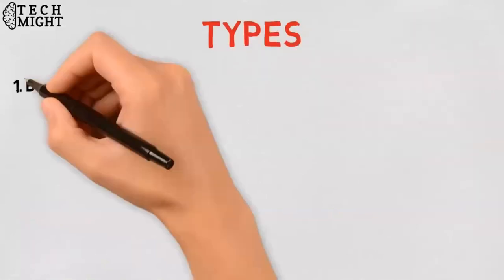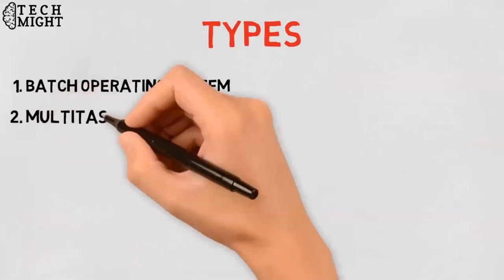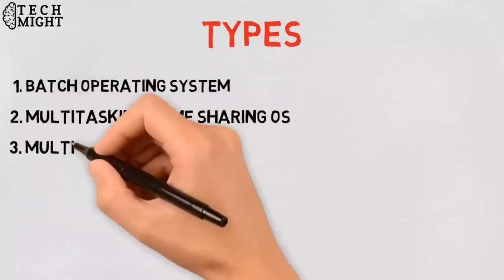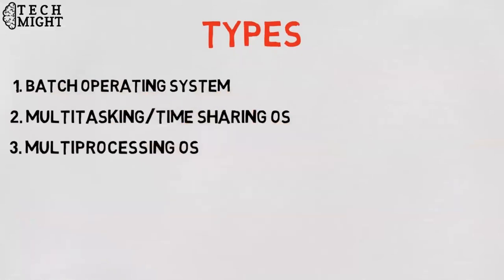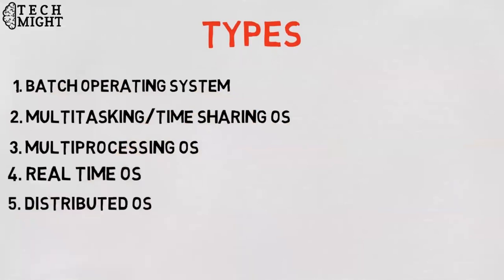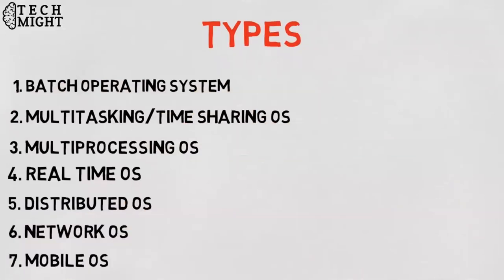Types of operating system. 1. Batch operating system. 2. Multitasking or time-sharing operating system. 3. Multiprocessing operating system. 4. Real-time operating system. 5. Distributed operating system. 6. Network operating system. 7. Mobile operating system. We will discuss all these types in detail in another video.